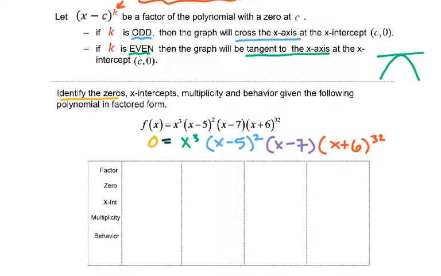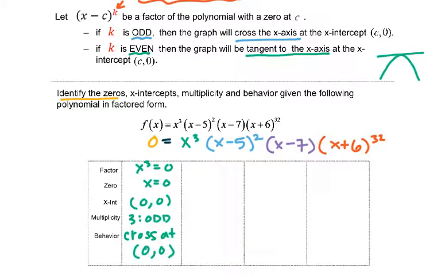So for the first factor, x cubed equals 0, that gives us a zero. If we solved that for x, we would get x is 0. So I know I have an x-intercept at 0, 0. But now we want to talk about the multiplicity. And the multiplicity is the exponent on that factor. The exponent on that factor is 3, which is odd. So an odd multiplicity means we're going to cross the x-axis at 0, 0.